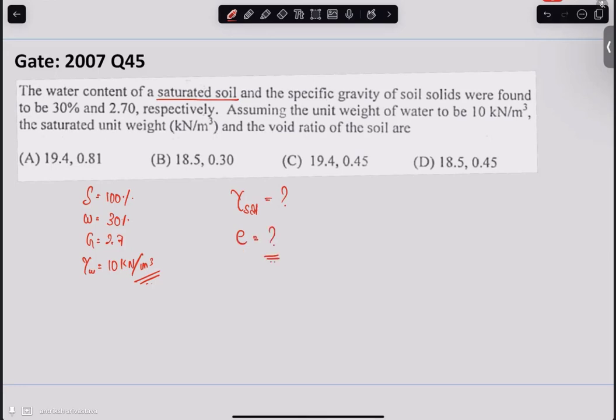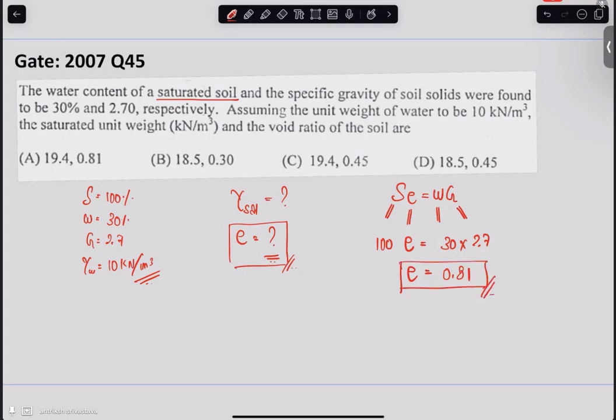So how can we calculate the void ratio? Remember, in the previous sessions I have told that we can use the formula SeWG. You can remember this: S e is equal to w G. S is the degree of saturation, e is the void ratio, w is the water content, and G is the solid specific gravity. So we have 100 into e is equal to 30 into 2.7. So when you calculate this, you will get the value of e as 0.81.